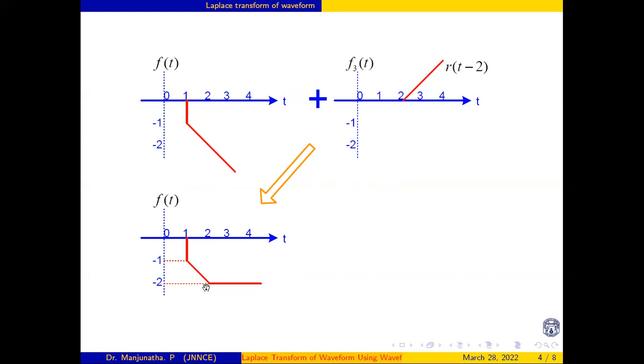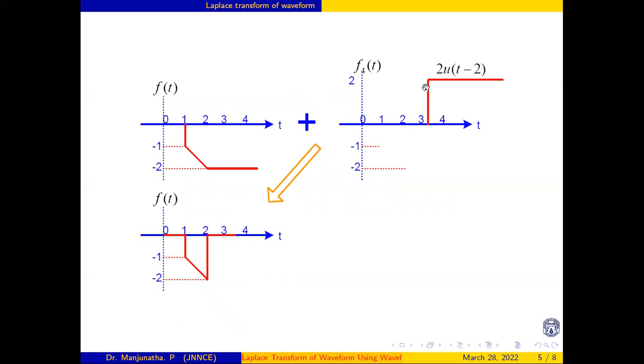Now after 2, it will be constant with a magnitude of -2, but it should come to 0 at time 2. To do that, I'm going to add a unit step function at unit time 2 with a magnitude of 2, because this is -2, and this is 2u of t minus 2. When I add these two, this gets cancelled. At 2 it's 0, and from 2 onwards, it's 0.